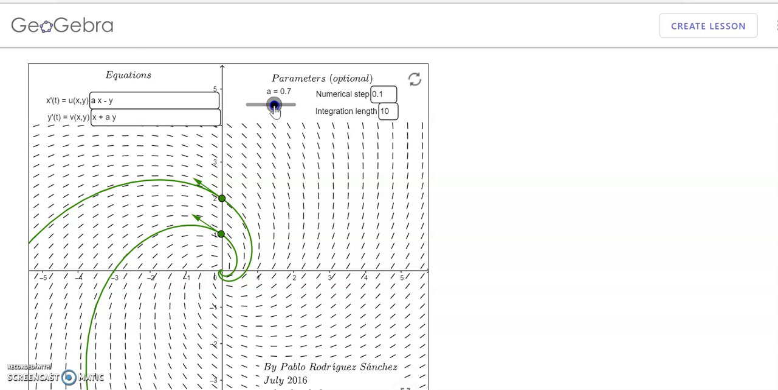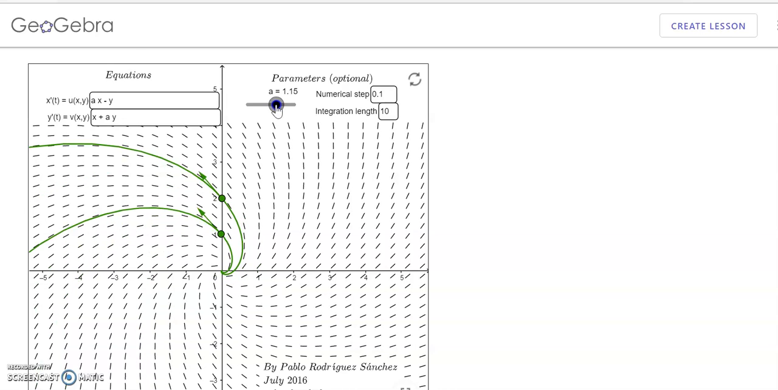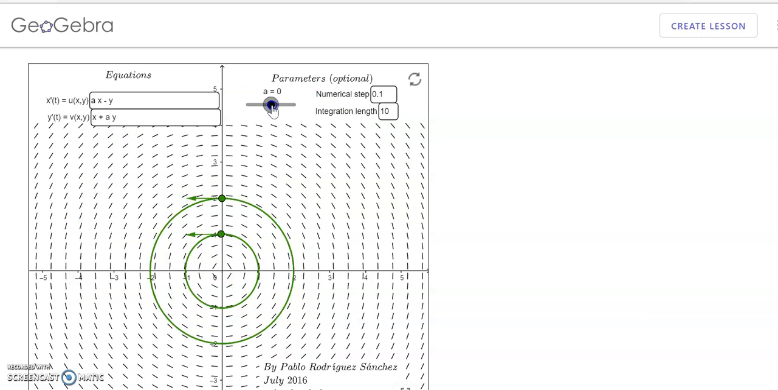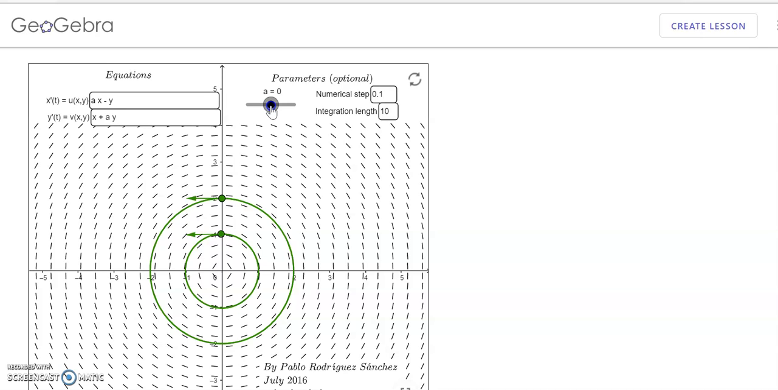But whatever the value of a, it is a spiral. When a equal to 0, this will become a circle. It is called the borderline case. So the centers are called the borderline case.